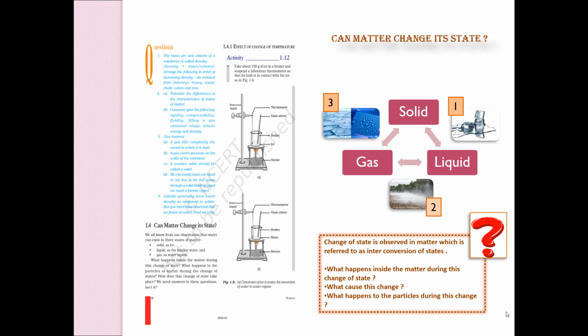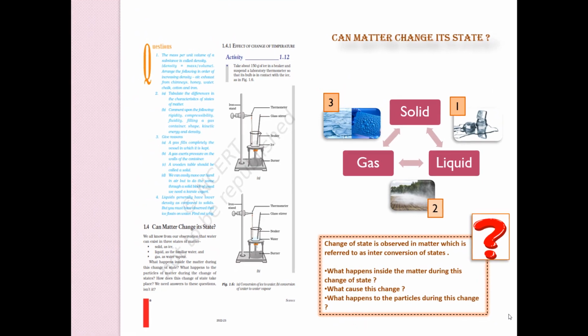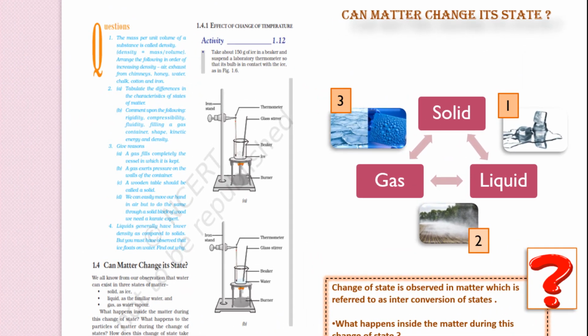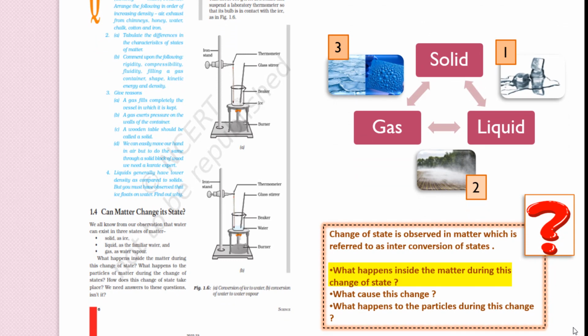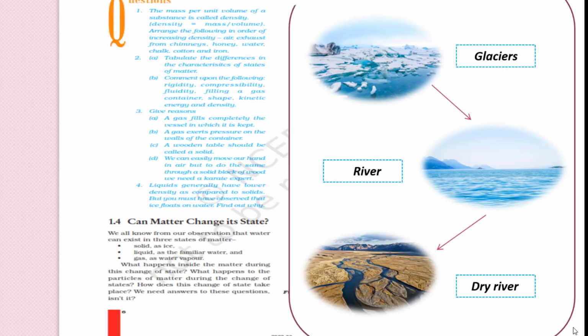So let's start. We already know that matter exists in solid, liquid, and gaseous forms. Now the question is, can the solids, liquids and gases convert themselves from one form to the other? And if yes, then what happens inside the matter during this change of state? What causes this change of state? And what happens to the particles, that is molecules, during this change of state? In this topic, we are going to discuss in details about these few questions.